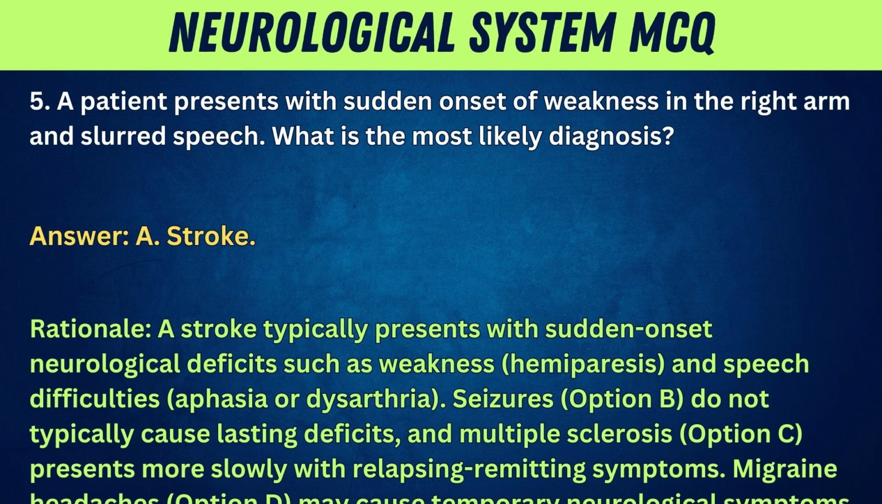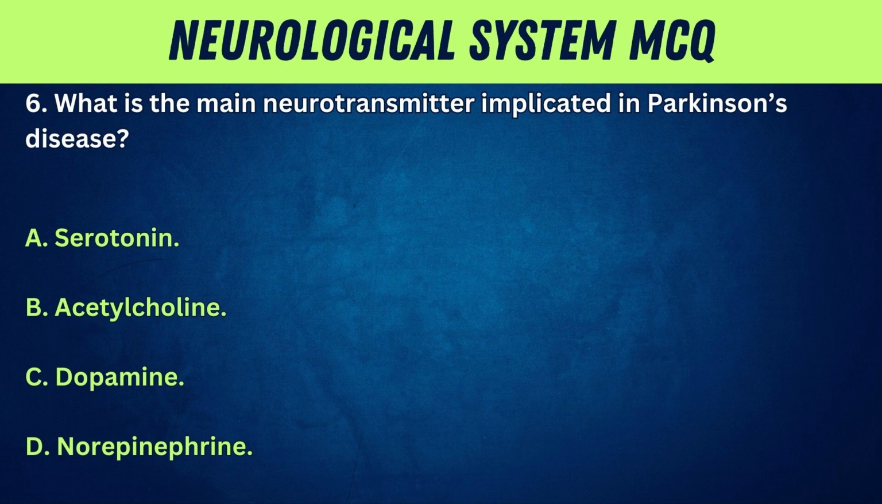aphasia or dysarthria. Seizures, option B, do not typically cause lasting deficits, and multiple sclerosis, option C, presents more slowly with relapsing-remitting symptoms. Migraine headaches, option D, may cause temporary neurological symptoms but are not typically associated with focal weakness.